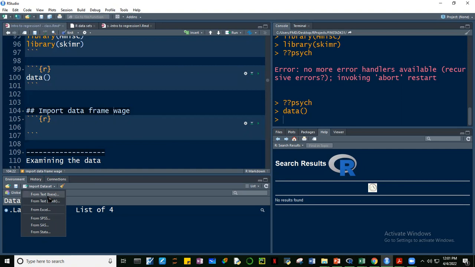Since it's text, we can use the text base, or we can use text readr. Let's use the readr one. Because this readr, guys, is a package. That means we should have installed this package so that we can use it.